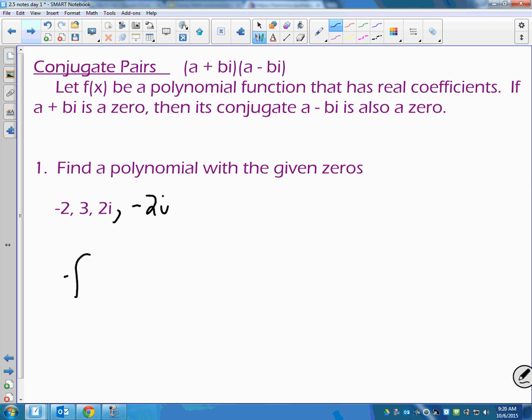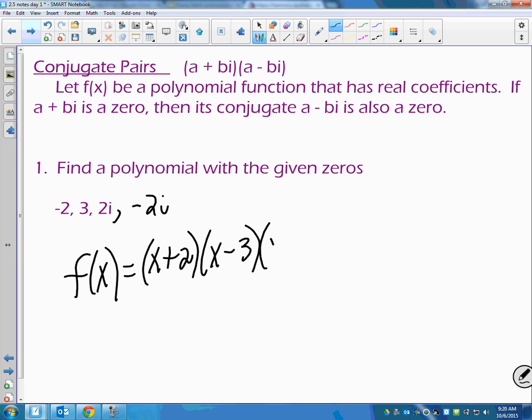If I'm going to find my polynomial, if -2 is a zero, the factor would be x plus 2. This is that whole linear factorization theorem. If 3 is a zero, that would be x minus 3. And for 2i and -2i, I can just say x minus 2i and x plus 2i. If the direction said write a linear factorization, that's a linear factorization. But it says find the polynomial, which means they want you to multiply that out.